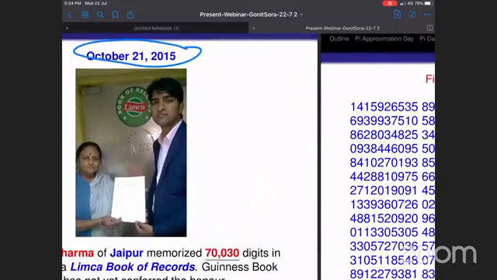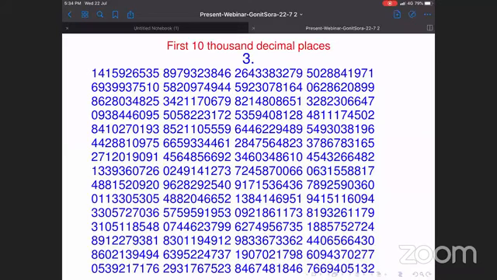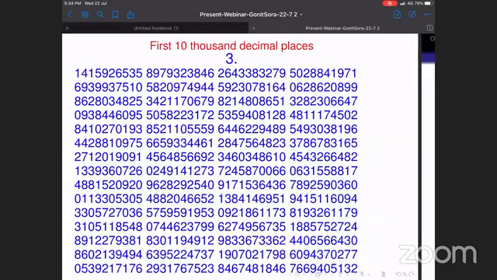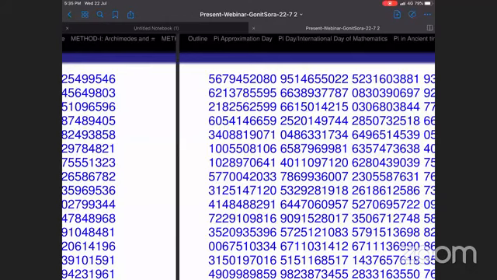So let us see how many digits you can remember. The first 10,000 decimal places. This is not 10,000 because this is the first slide. So I will just roll the slides. First slide, second slide, third slide, fourth, fifth, sixth, seventh. So there are seven slides to write.